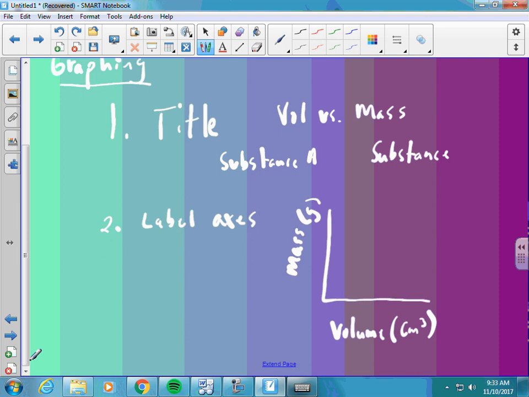All right, then I checked, did they plot the points right? Does it look like they plotted the points correctly? All right, so I checked each graph for that.